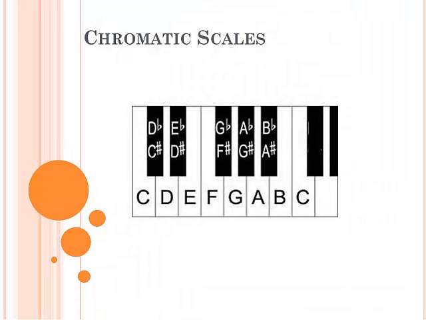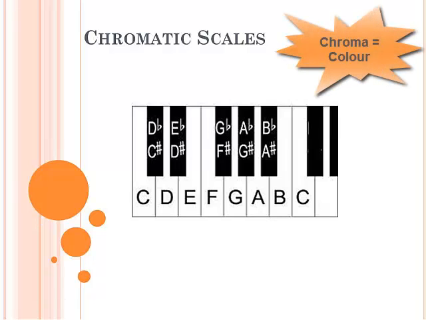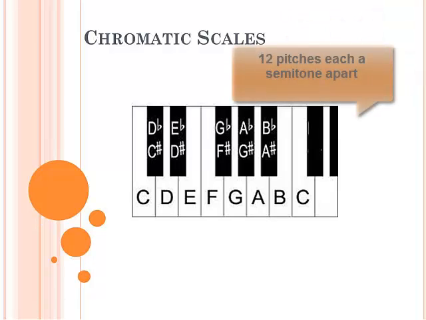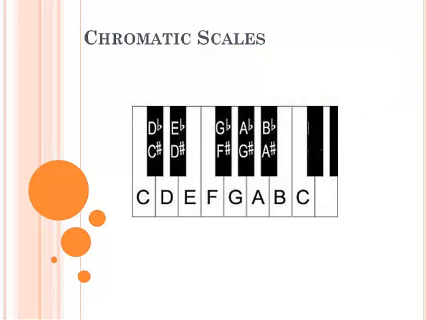The term chromatic derives from the Greek word chroma, which means color. The chromatic scale is a musical scale with 12 pitches, and each pitch is a semitone apart. That means that the chromatic scale is made up entirely of semitones. Like all of the scales that we've studied, the first note and the last note are the same. Because the chromatic scale is made up of semitones, there is no central key. Remember as well that the chromatic scale has no whole tones.